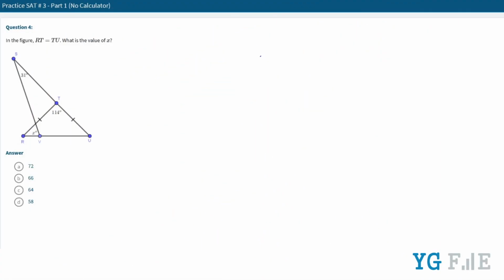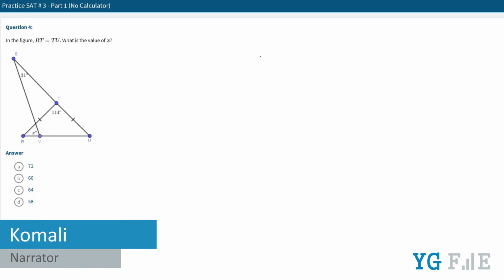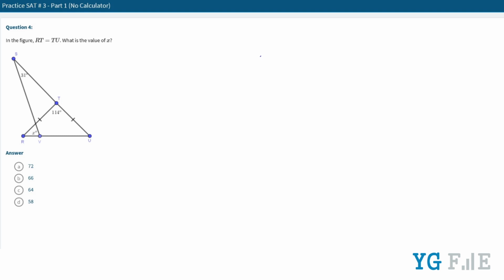In the figure RT is equal to TU, what is the value of X? So in this figure below, RT and TU are sides of a triangle, like RT and U. So let us draw this triangle separately to understand. RTU is this triangle, where this is vertex T, U and R.